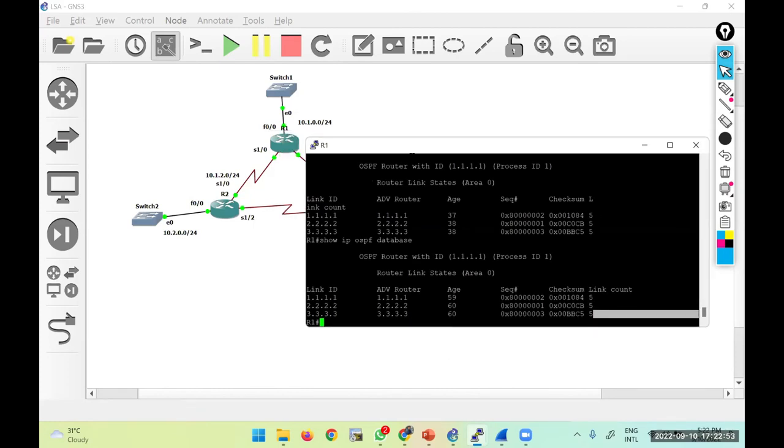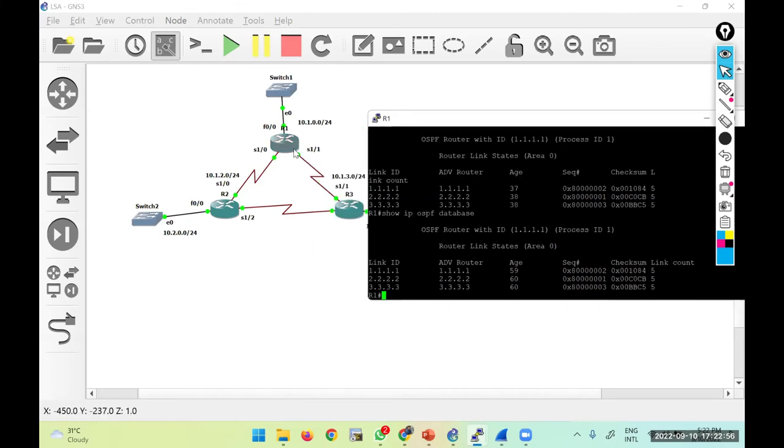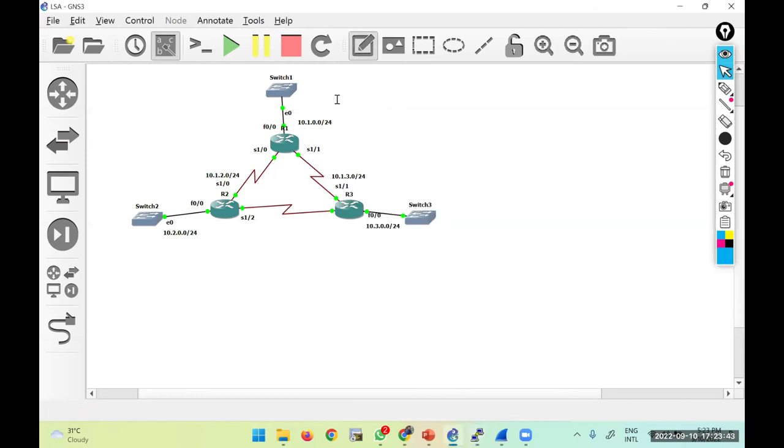Let's check this out. If you see the topology, R1 is connected to R2, R1 is connected to R3. This is point to point. When OSPF sees this is a point to point connection, this network is called the stub network. Just remember this one. And also this is a stub network. So when we check the LSA, we'll find on R1 three stub networks: one is 10.1.0.0/24, another one is 10.2.0.0/24, and another one is 10.3.0.0/24. Let me write it down.